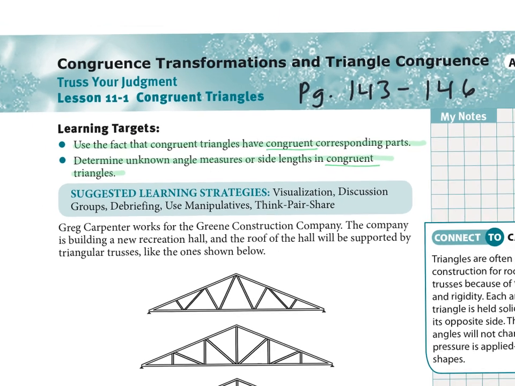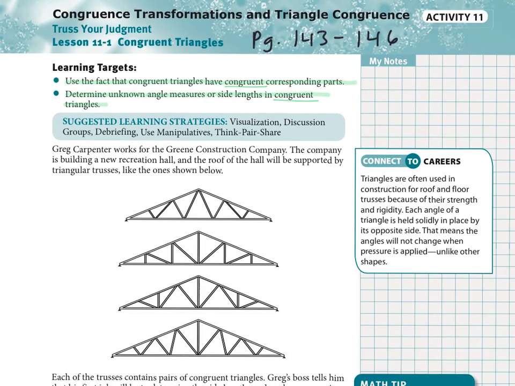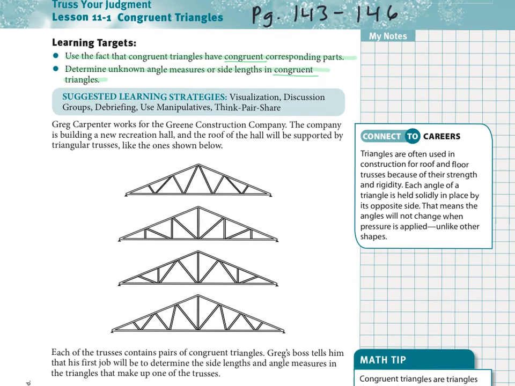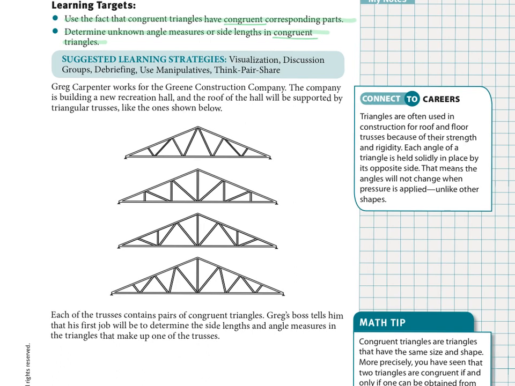So let's go ahead and look at the situation that we have below. It says Greg Carpenter works for the Green Construction Company. The company is building a new recreation hall, and the roof of the hall will be supported by triangular trusses, like the ones shown below. Off to the side, it says triangles are often used in construction for roof and floor trusses because of their strength and rigidity. Each angle of the triangle is held solidly in place by its opposite side. That means the angles will not change when pressure is applied, unlike other shapes.